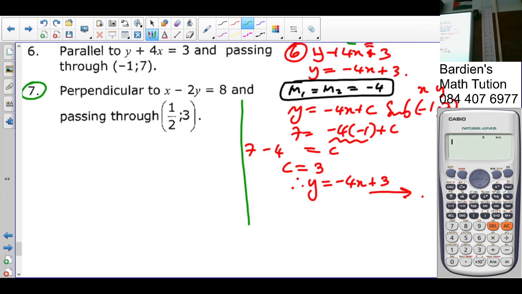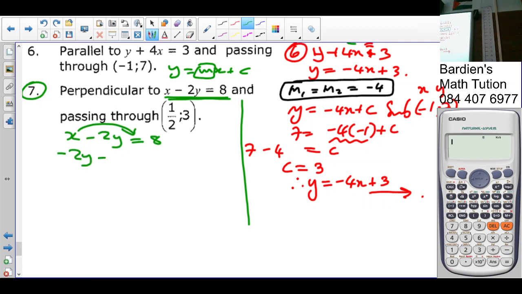What do we know if lines are perpendicular? The product of the two gradients is negative 1. But you cannot read the gradient as it's lying here. No, it must be in standard form. What is standard form? y equals mx plus c, where m is your gradient. Right, so what do we do? You must first make y the subject of the formula.